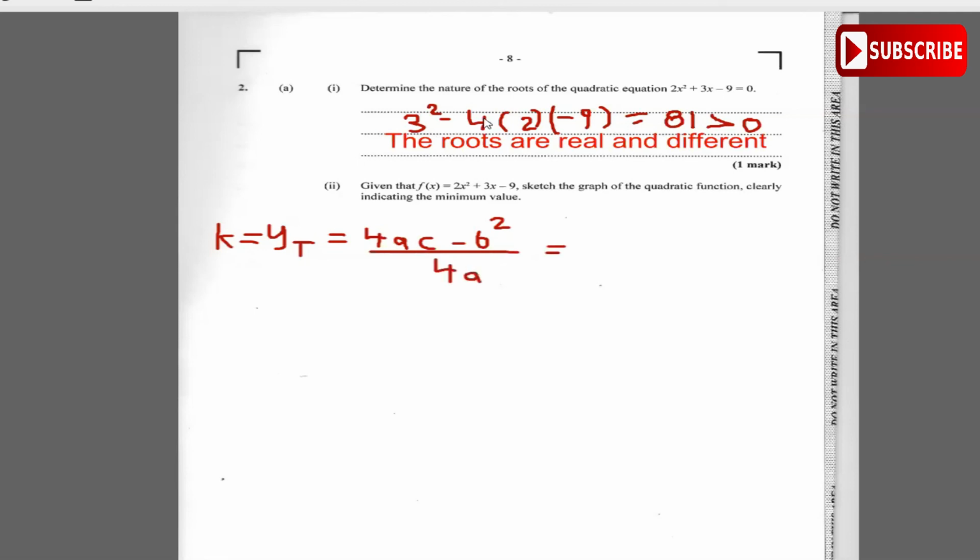So finding the minimum value is actually 4 times minus 9, that's c, times a, which is 2, minus b squared, which is minus 9, over 4 times a, which is 8. Let's work that out now. So we have 4 times minus 9 times 2 minus 9 divided by 8. I get negative 81 over 8.